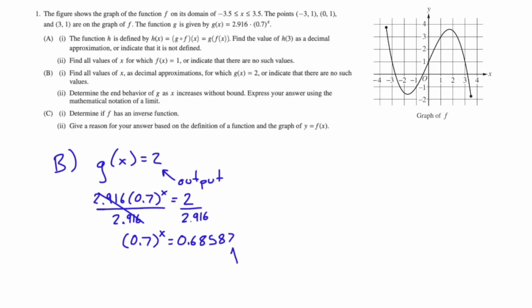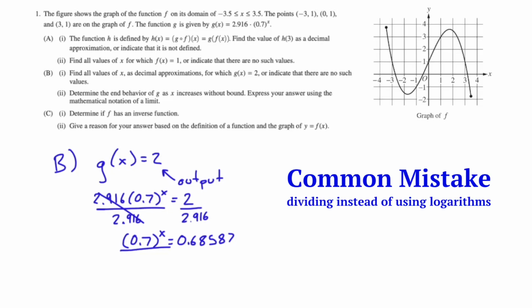0.68587, and I'm rounding out to the 5th decimal place, which is kind of excessive, but I don't want my answer to be too far off at the end, so I don't want to round too much here in the middle of the problem. But now we have to get rid of this base of 0.7, which is going to require logarithms, not dividing, right? Not dividing by 0.7, because this doesn't say 0.7 times x, so division won't undo it. We need to use a log.